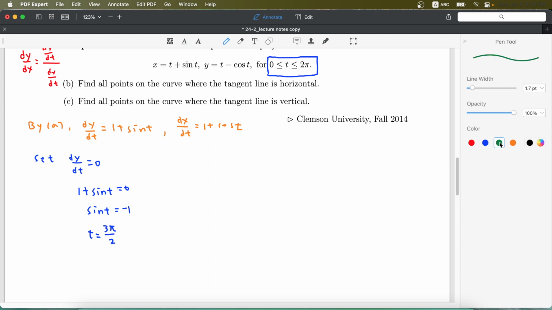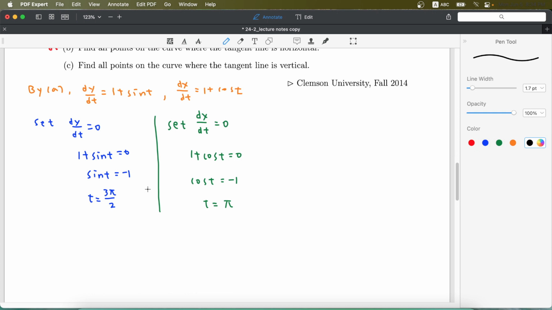And then we want to set dx over dt to be 0, because I want to see when my denominator equals 0 and I will exclude those points. So that means 1 plus cosine t equals 0, so cosine t equals -1. In theory, you should have infinitely many solutions, but notice that t is between 0 and 2 pi. That means we only have one, t equals pi.